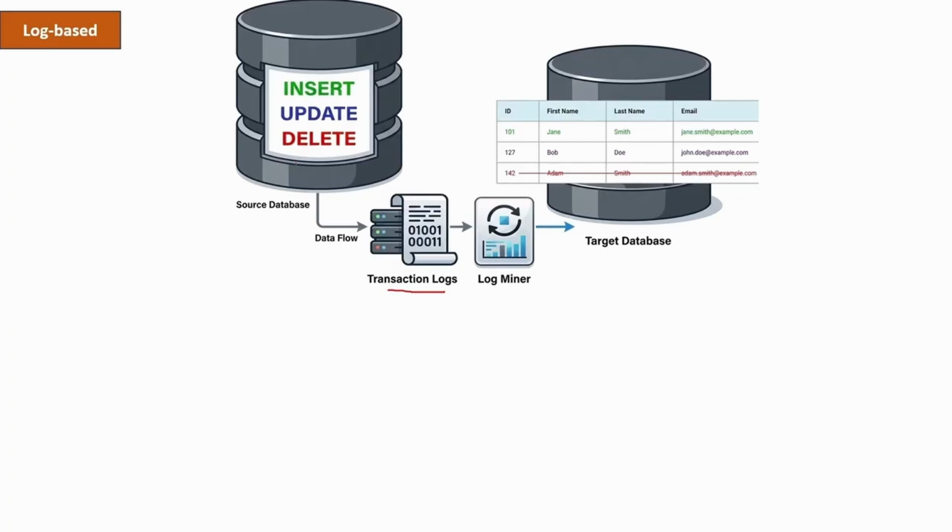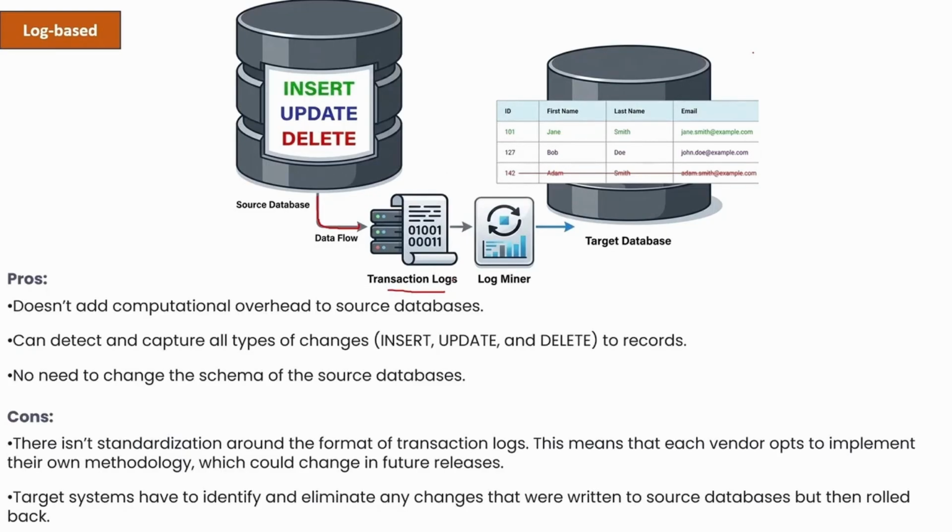So you are changing something in your source, and that change is flowing into your transactional log, and using the log miner you are detecting the latest logs and populating and updating your target database respectively. It reduces the overhead on your source database, and all these things are tracked in your transactional logs. If I talk about the pros and cons here, the biggest pro is it does not add computational overhead. Second is it can detect and capture all types of changes to the records. And third is there is no need to change the schema of the source databases.